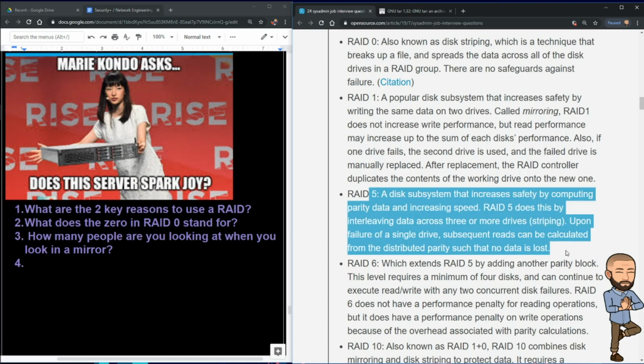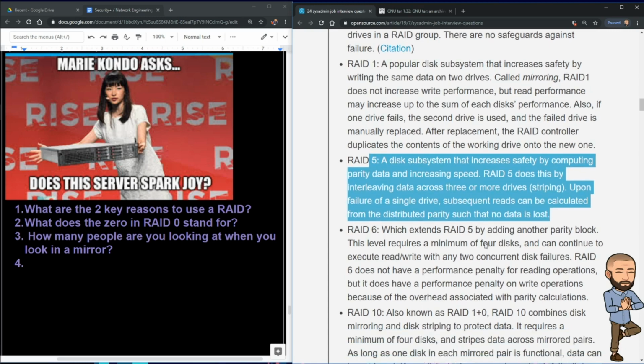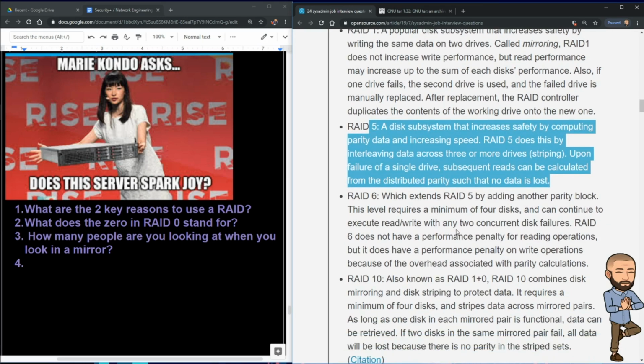Now we jump all the way up to 5. Apparently there is no 2, 3, or 4. RAID 5 is a disk subsystem that increases safety by computing parity data and increasing speed. RAID 5 does this by interleaving data across 3 or more drives. So going back to the idea of striping from RAID 0. Now upon failure of a single drive, subsequent reads can be calculated from the distributed parity such that no data is lost.